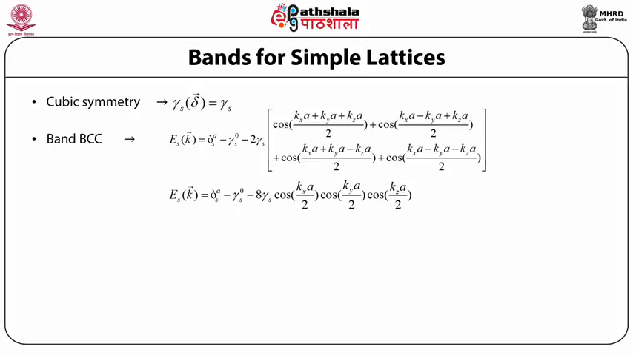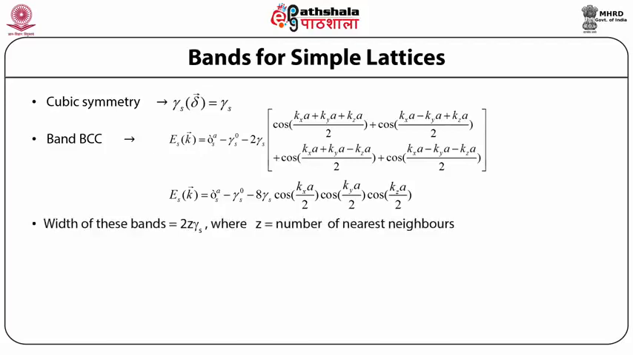Now evaluating this and simplifying, you can simply write this as ES is equal to OS minus gamma S0 minus 8 times gamma S cos Kxa by 2 cos Kya by 2 cos Kza by 2. We first note that the energy range, or the width of this band in this approximation, is 2z gamma S, where z is the number of nearest neighbors. Since gamma S is basically determined by the ratio of the wave function decay length and the lattice constant, it increases with the quantum number n and decreases with the lattice constant. The addition of the neglected parameters does not change these qualitative features.